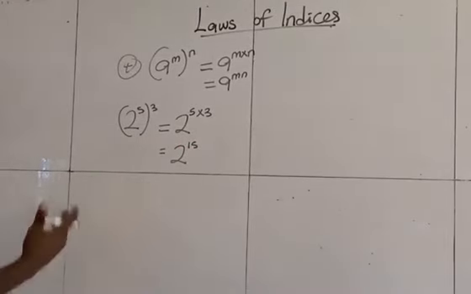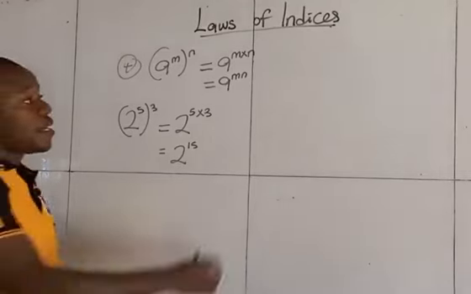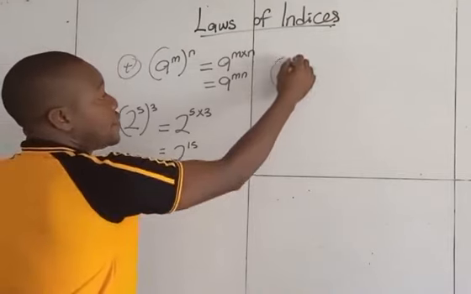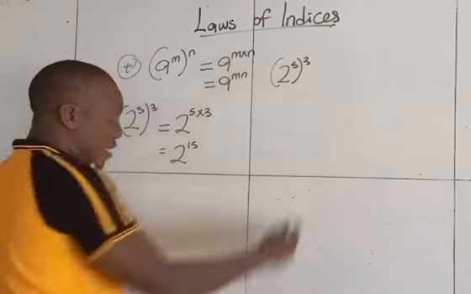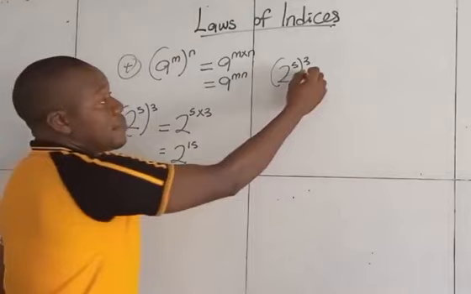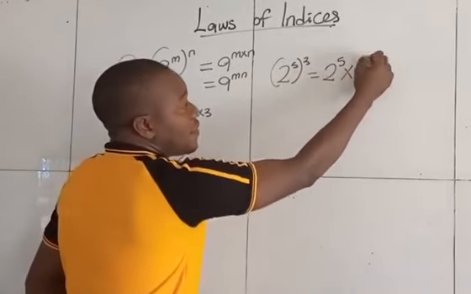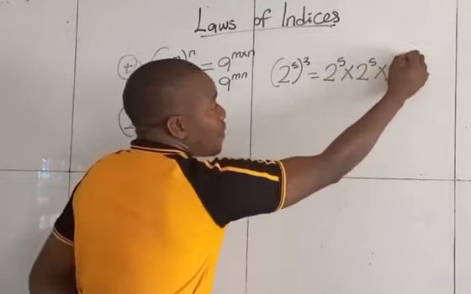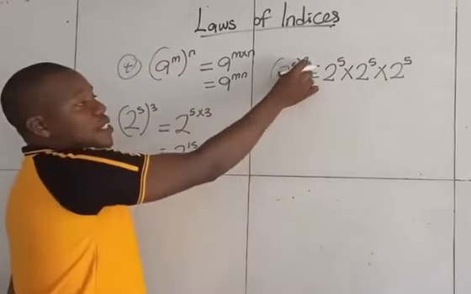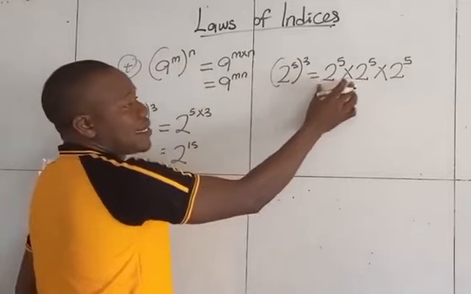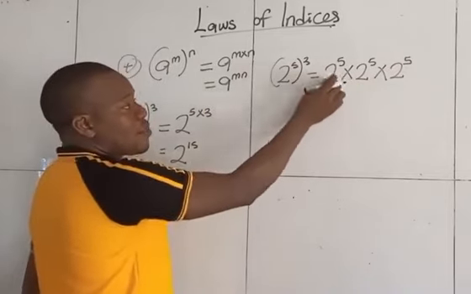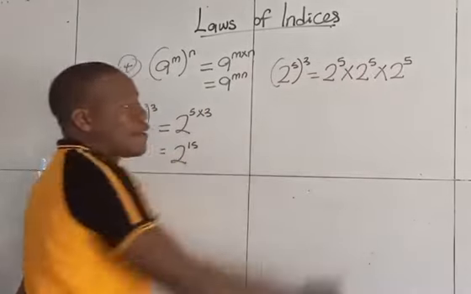Of course, I can also show this using the extended form of multiplication, that 2 raised to the power 5 to the power of 3 means the same thing as 2 raised to the power 5 times 2 raised to the power 5 times 2 raised to the power 5. Because this quantity we are raising to the power of 3, so we multiply it 3 times by itself.